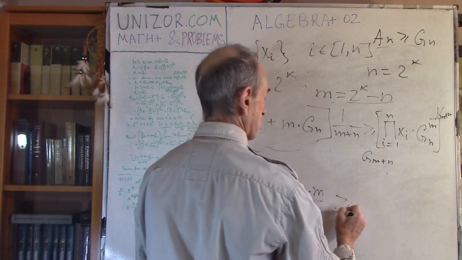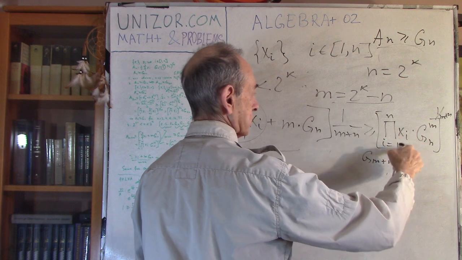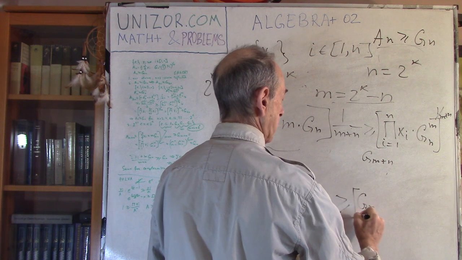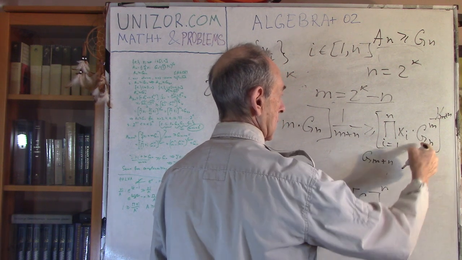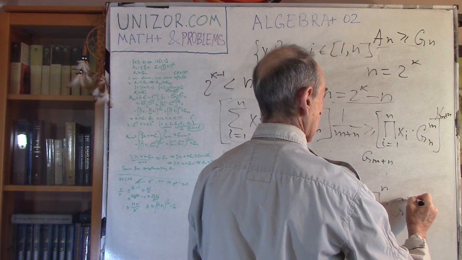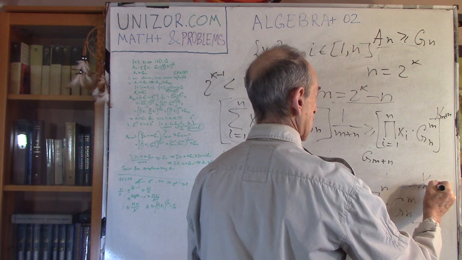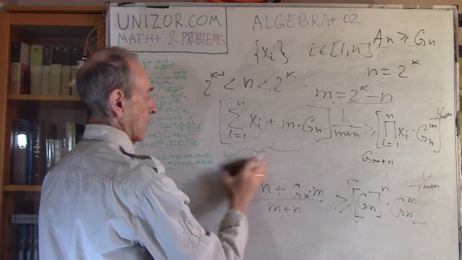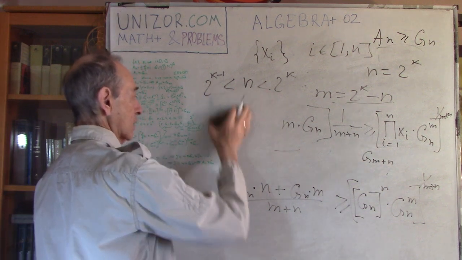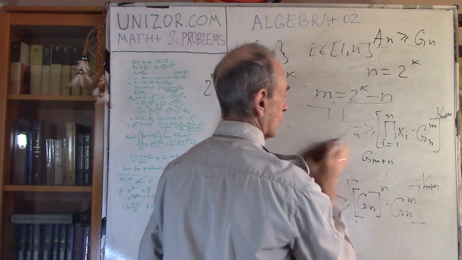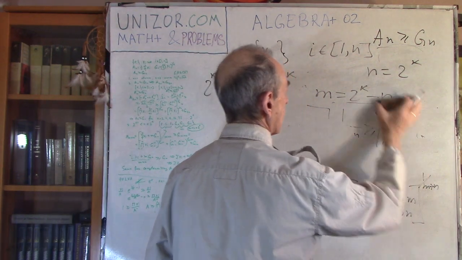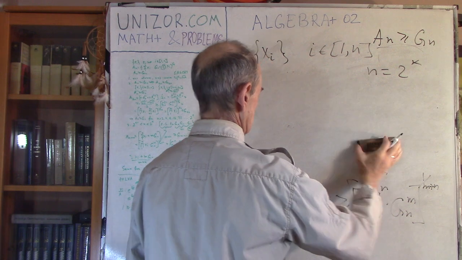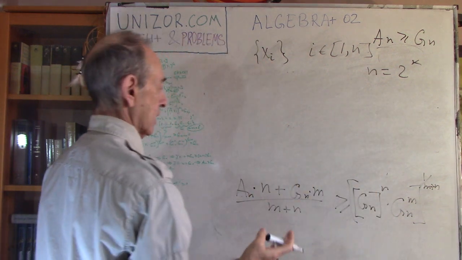On the right I have, now what is this product? The product is gn to the power of n times gn to the power of m, and all of this to the power of 1 over m plus n. So that's how my inequality looks now. And this is a true inequality because it contains m plus n, 2 to the power of k elements. And basically from here I will derive whatever I need.